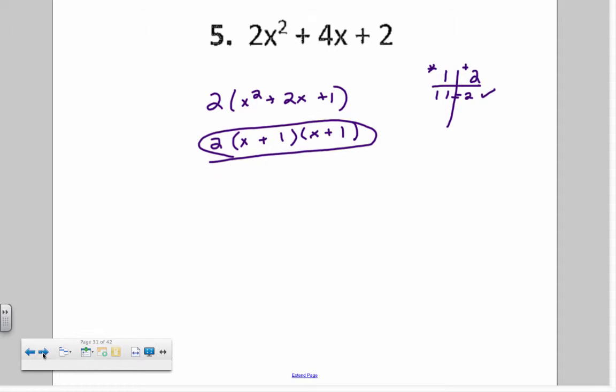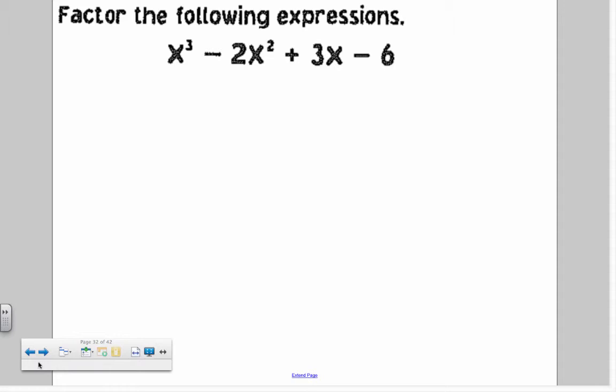Okay, if you turn the page over, you have the joke sheet, and it asks you to factor the following expressions. Here we're using factoring by grouping. So I'm going to write that down here, grouping. And factoring by grouping is nothing more than finding GCF.